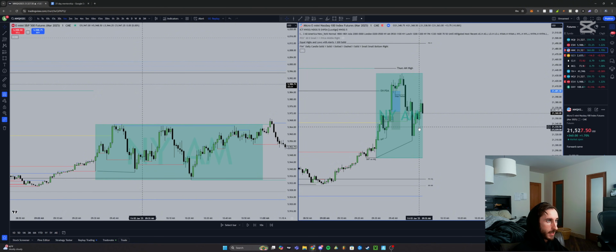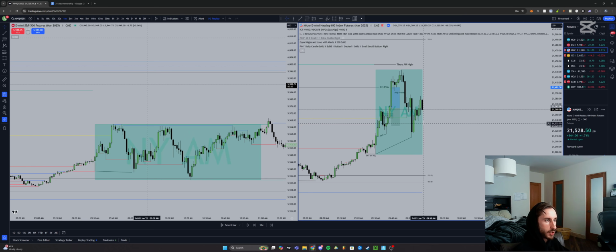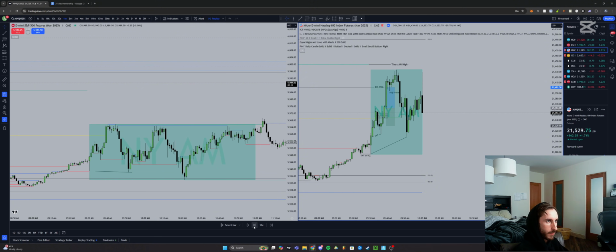I'm expecting it to maybe take these lows here and then just reverse. But obviously there is a chance that it could just tap this and run, and I don't want to wait for these lows. I'll just move my stop below that, right? And what happens? We get a small pullback.